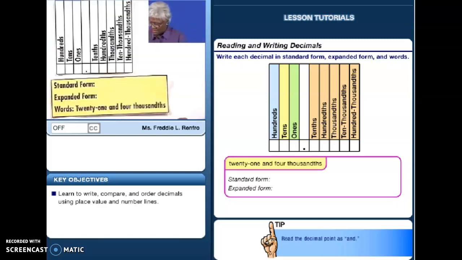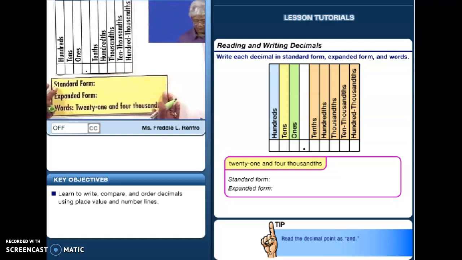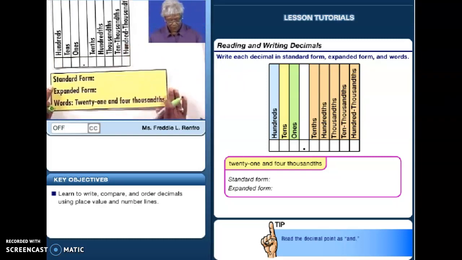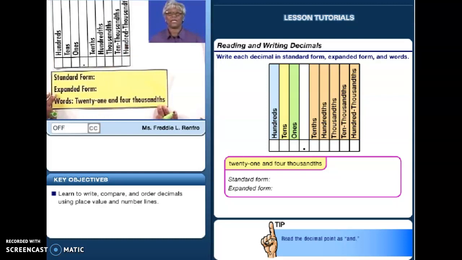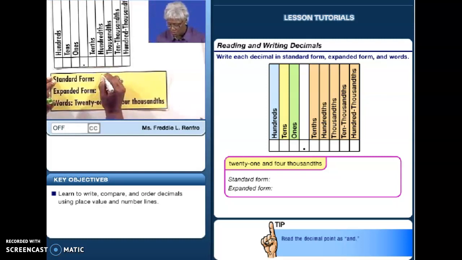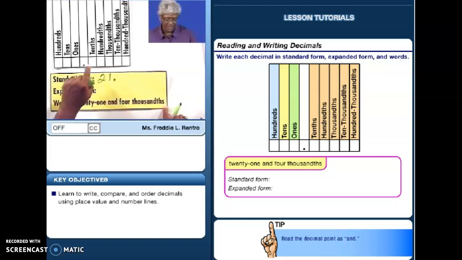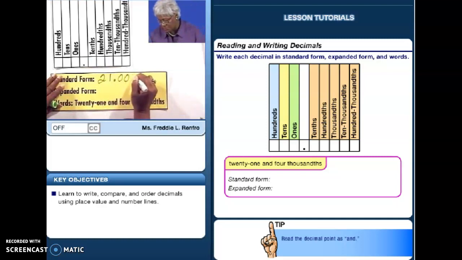I'll use a different color pen because I think I'm running out of ink on this one. Green's good. Okay. I'm given the words. I need to write it in standard form and in expanded form. In words, it's 21 and, remember, "and" is the decimal point, 4 thousandths. The standard form would be 21, and is for the decimal point, 4 thousandths. How many places do we need for thousandths? 3. So it would be 004.